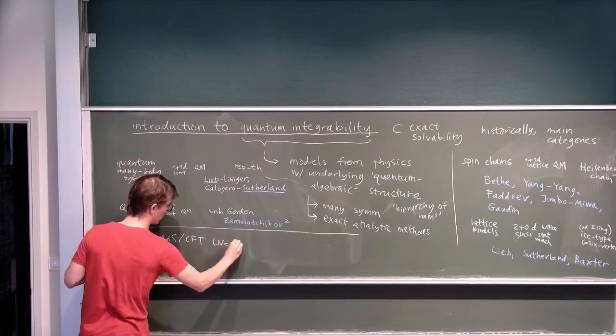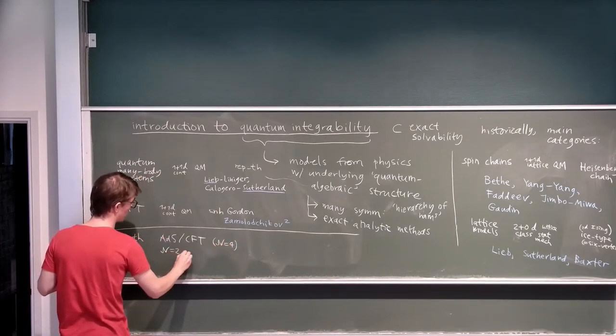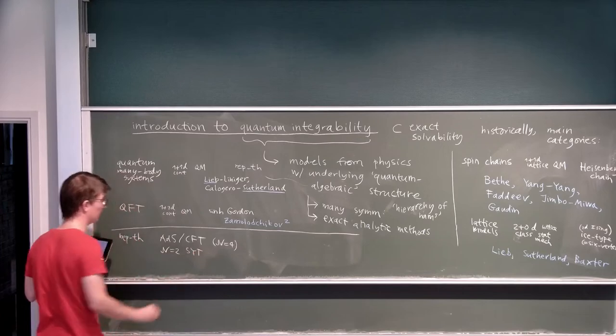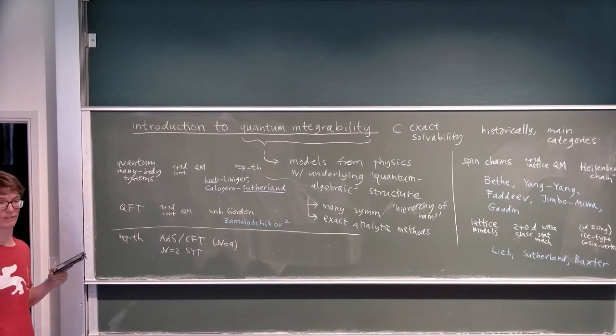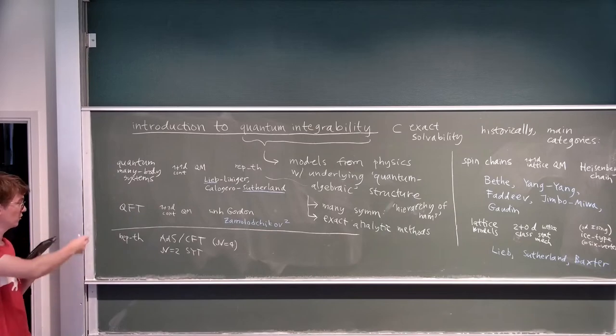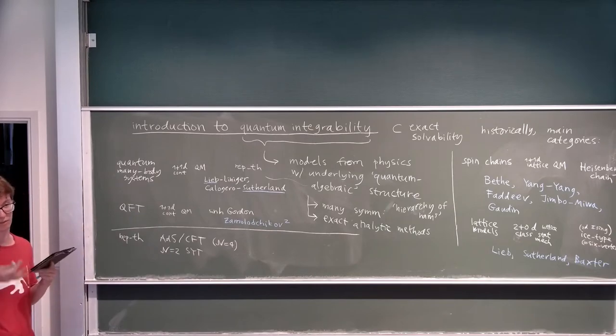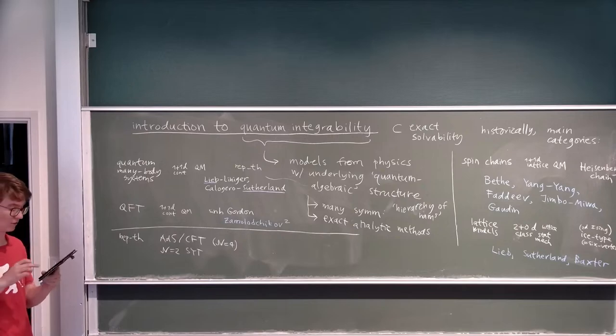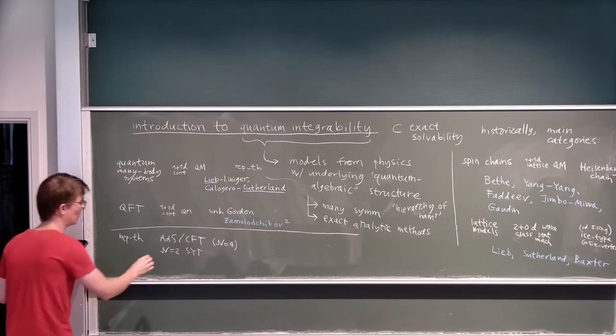N=4 super Yang-Mills. Then you can also look at N=2 super Yang-Mills theory. And then by work of Seiberg-Witten, classical integrable systems occur. And more recently, Nekrasov and Shatashvili found that quantum integrable systems also occur. And then there are many, many, many more.